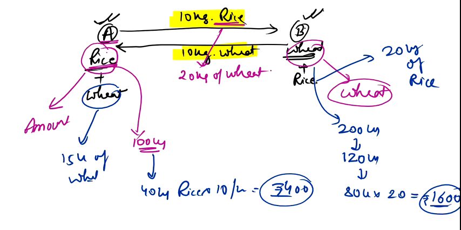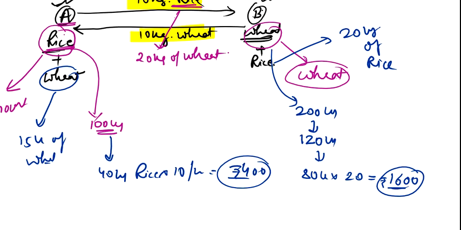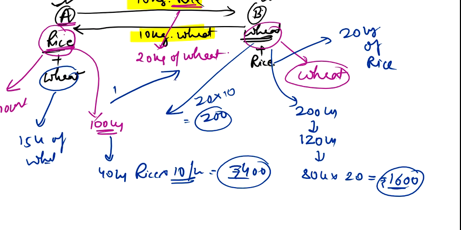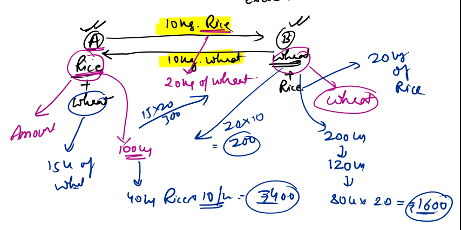So what will Mr. B do? Mr. B will pay Mr. A how much? 20 multiplied by the price of rice, that is 10, so 200. And similarly Mr. A will pay how much? 15 multiplied by 20, that is 300. And now they can both exchange the wheat and rice. Clear? So they got standardization with respect to the rates and the amounts.